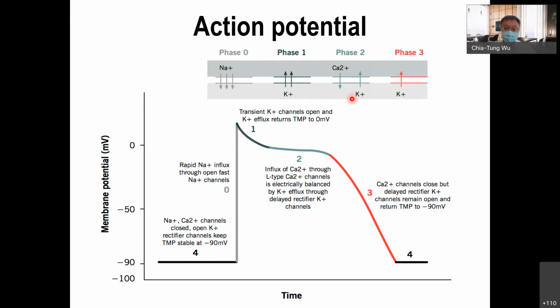And then the calcium channel closes. So there's only the potassium outward current, the efflux of potassium, so it restores the membrane potential to -90. At phase 4, there's a background current, we call it KIR. There's a background potassium current to keep the resting membrane potential at -90.